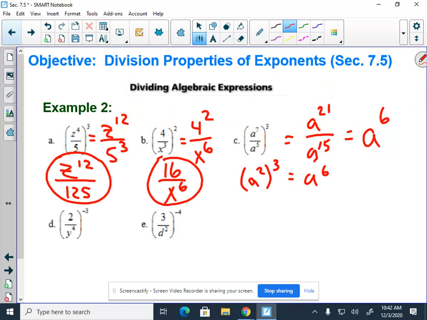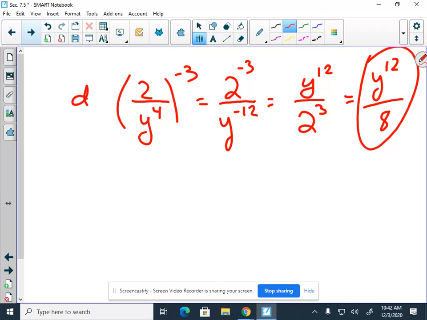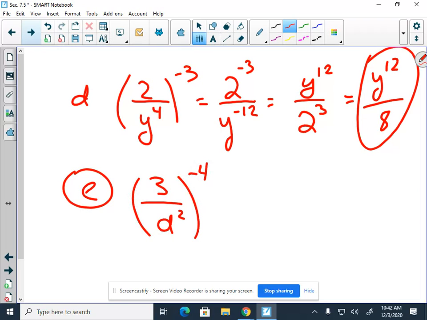Next one. See if you can try the next one. I'm going to give about 30 seconds here. Make sure you're giving it an attempt.